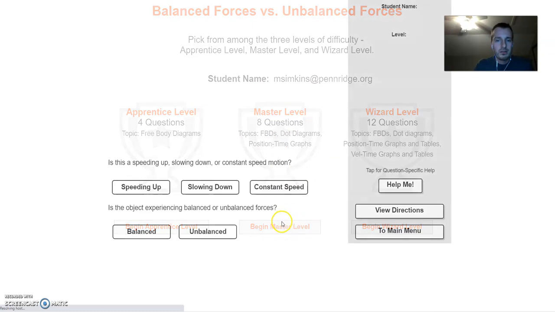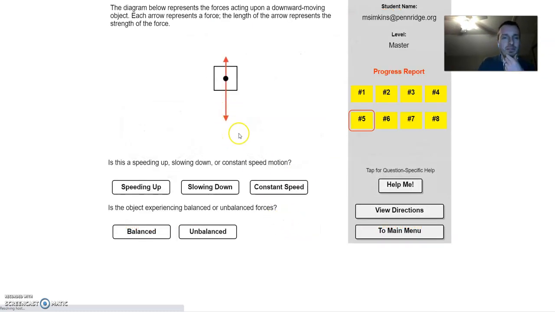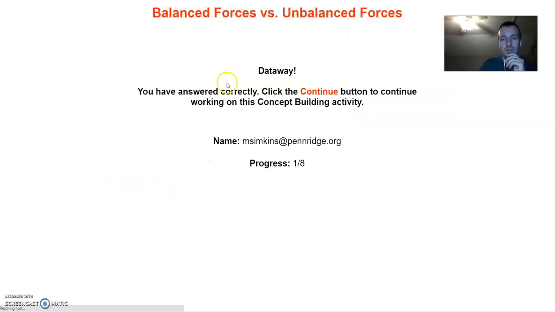All right, let's see what we got going on for this one. Now, are there different types of questions? So this one says we're moving down, right? So if you're moving down, the biggest force is down. That means you're speeding up. Why? You accelerate in the direction of the largest force. If we're already moving down and we have a bigger force down, we're going to move faster down. But it is unbalanced because those forces are not the same size. So that one was just like the first set.